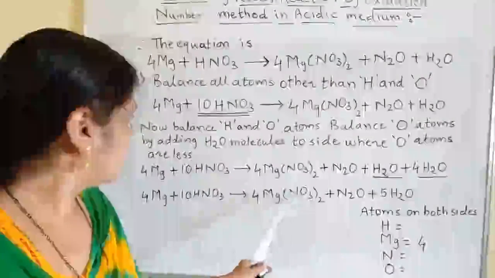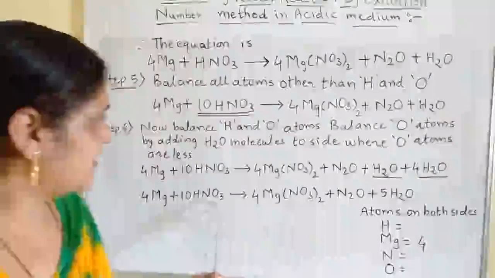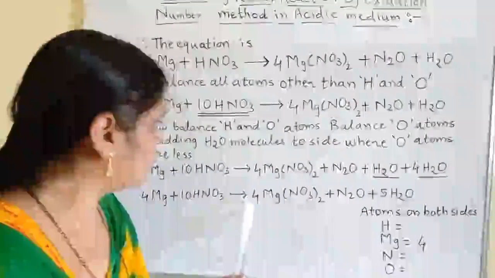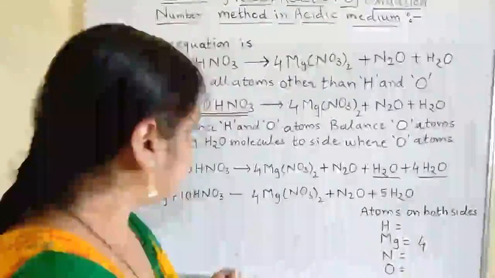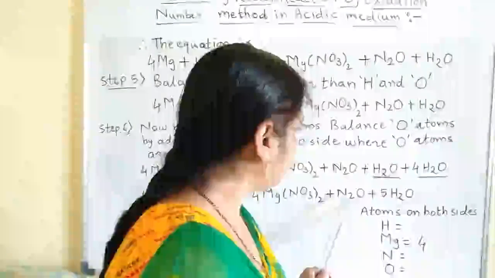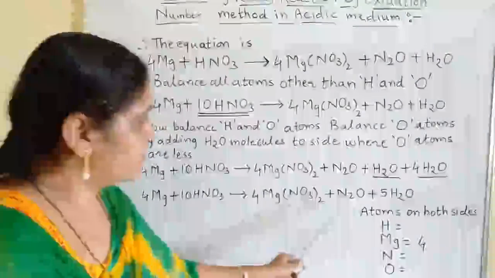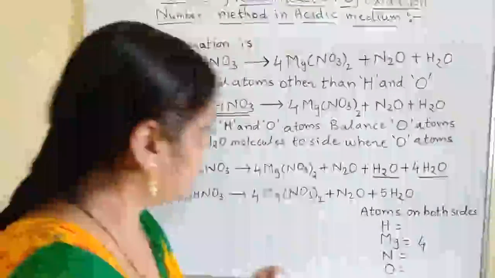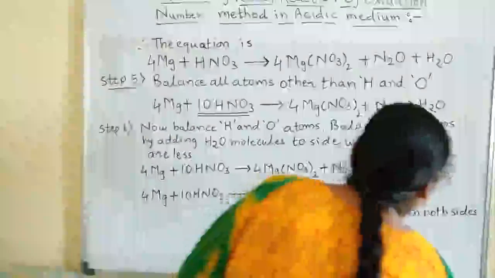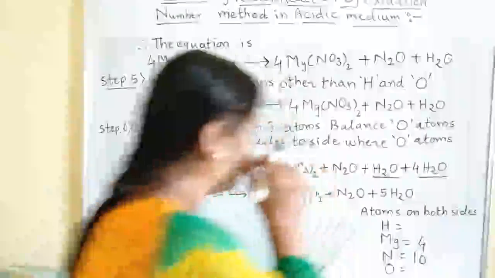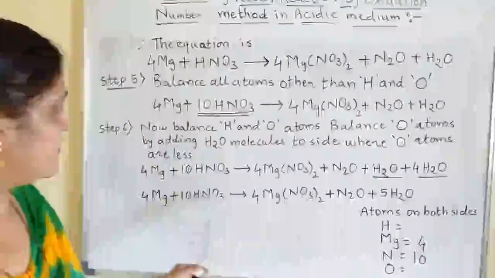Here we have 10 into 3, 30, and so nitrogen is equal to 10. So 2 into 4 is 8, and 8 plus 2 is 10. 10 nitrogen on the left hand side, 10 nitrogen on the right hand side. So here it becomes 10.